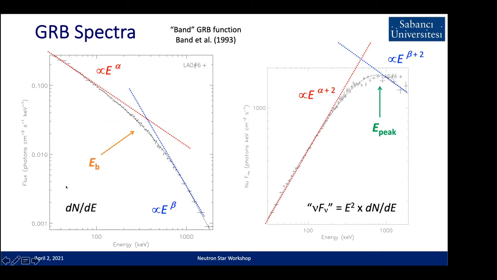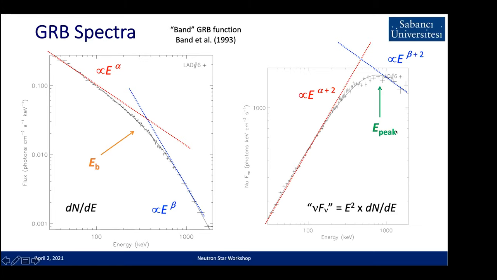So this is an energy spectrum. It's the photon flux as a function of energy, and these are both log scales. So you have the power law function as a straight line here. And you have a low energy power law and a high energy power law connected smoothly at some break energy.